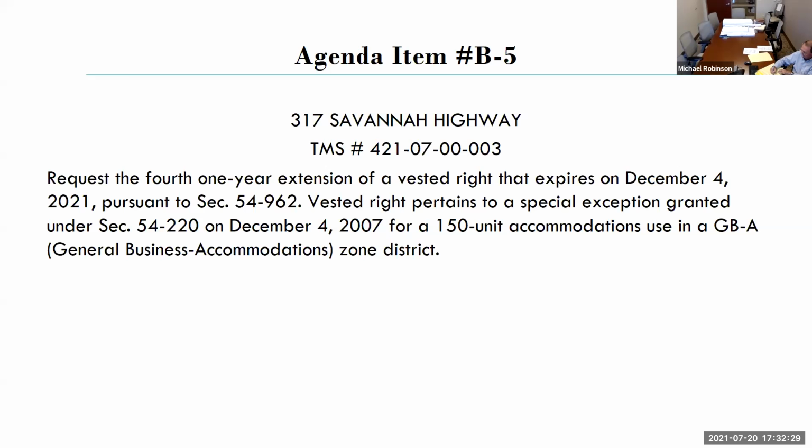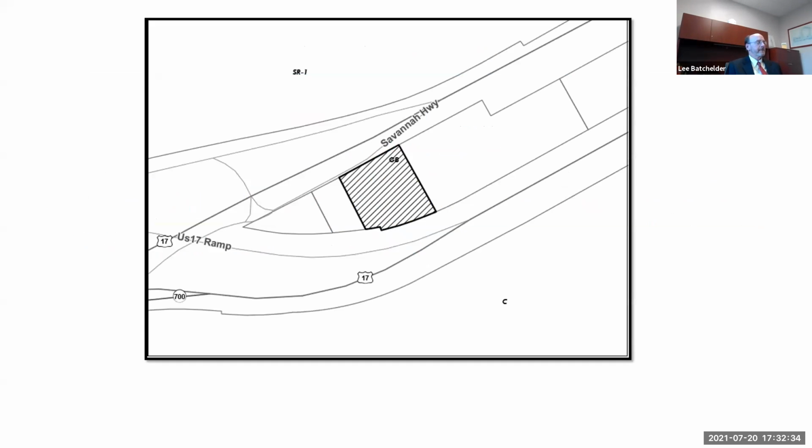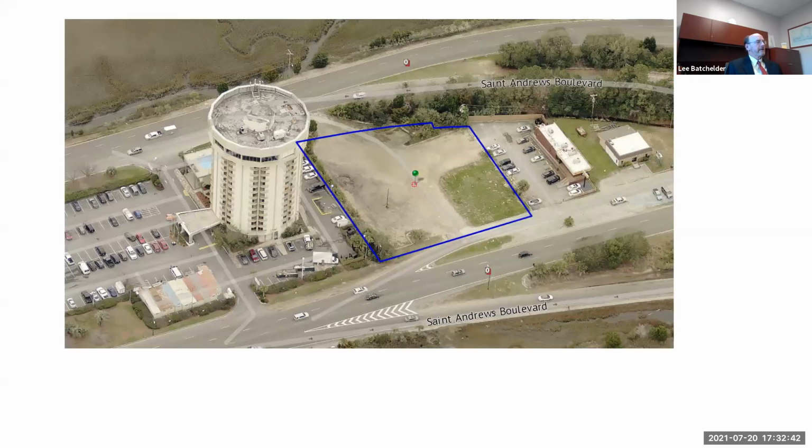Mr. Batchelder: Again, another accommodations use approved. This one is located just west of the Ashley, next to the round Holiday Inn. It's the property shown here, and the request is still valid. Nothing has changed with regard to the rules that would affect this extension. And here's the last extension that was approved back in June of last year. And we recommend approval of this fourth one-year extension. City recommends approval.